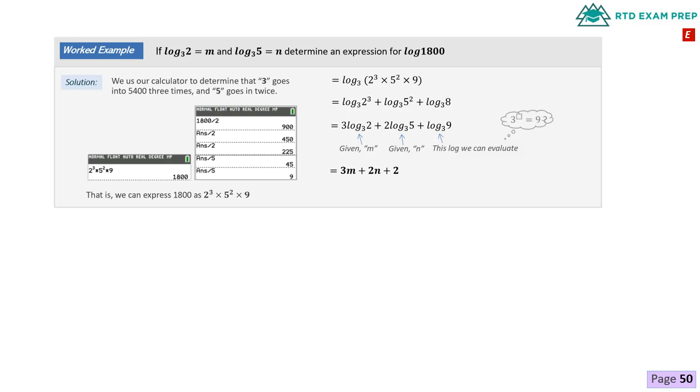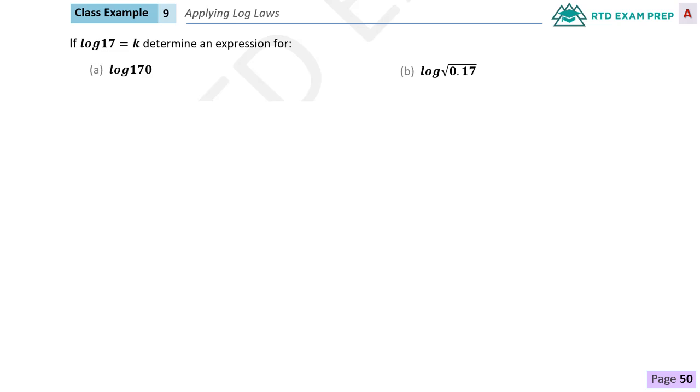Let's work through some more examples to get more comfortable with this. In class example 9, we are asked to use our log laws and the assigned value of k equal to log 17 to write equivalent expressions for 2 logarithmic terms. In the first case, we're given the log of 170. So we want to factor 170 in terms of powers of 17 and powers of 10. 17 because of our given value of k, and 10 because of the base of our logarithm.